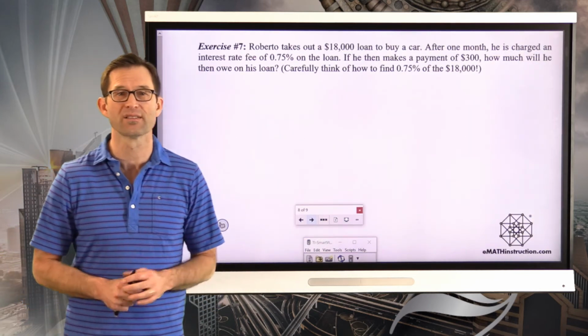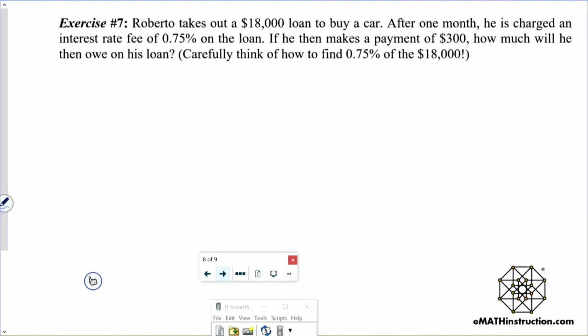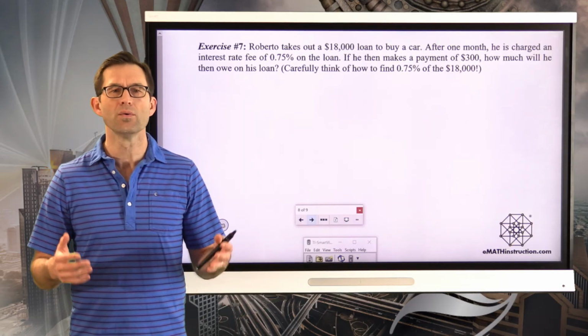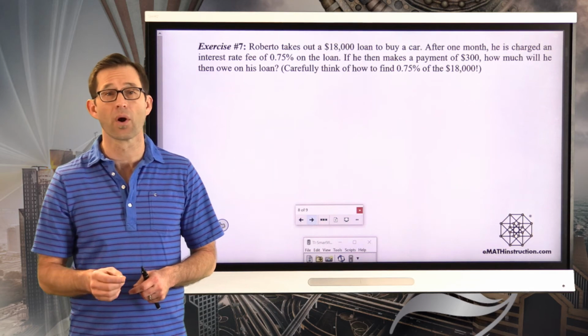Here we go, exercise number 7. Roberto takes out a loan for $18,000 to buy a car. After 1 month, he is charged an interest fee of 0.75% on the loan. If he then makes a payment of $300, how much will he then owe on his loan? Carefully think about how to find 0.75% of the $18,000.